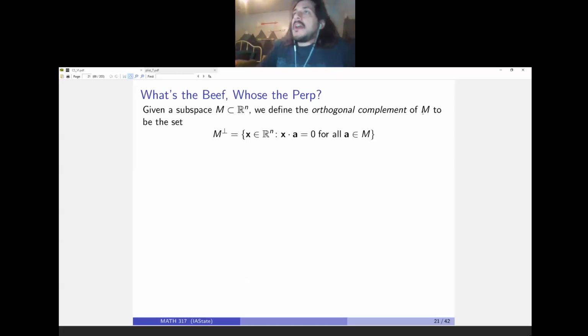All right. So, given a subspace of Rn, we define its orthogonal complement to be the collection of things that are perpendicular to it.